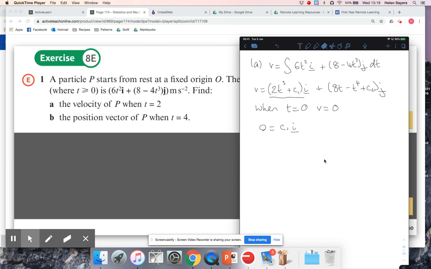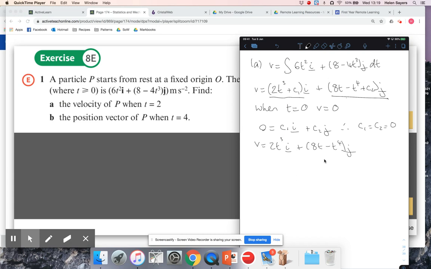Okay, and then same, if I look at this vector, if I sub 0 into that, I just get the constant. So c1 and c2 are both 0. So my full velocity vector is just 2t cubed I plus 8t minus t to the 4 j.